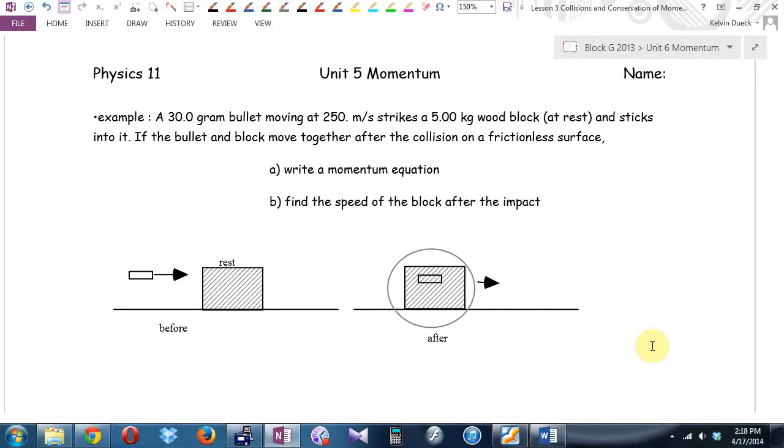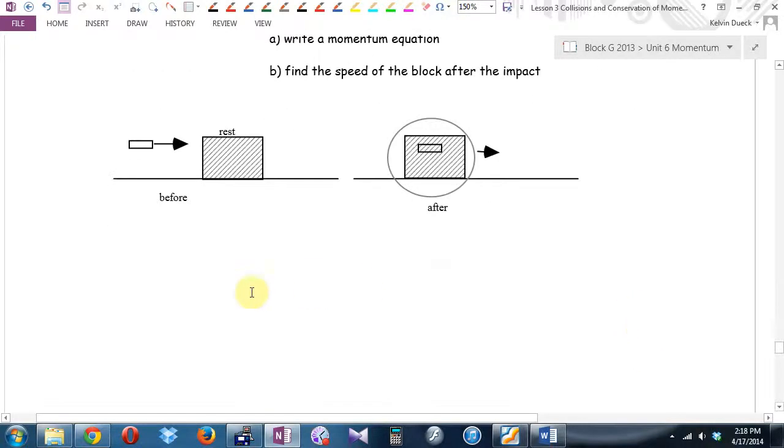A 30-gram bullet moving at 250 meters per second strikes a 5-kilogram wood block at rest and sticks into it. That's a collision. If the bullet and the block move off together, write a momentum equation. You know what? I think I've done enough of these, although it's kind of cool to shoot something.